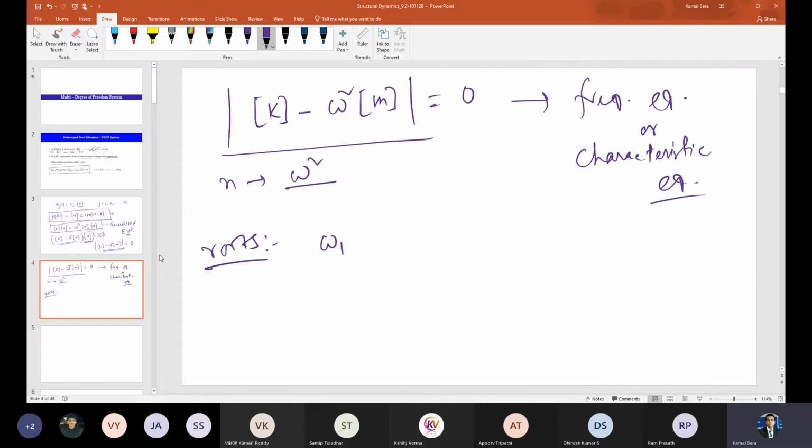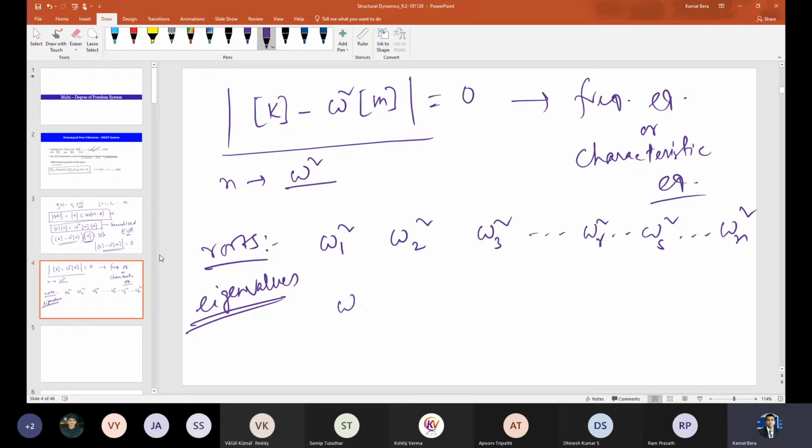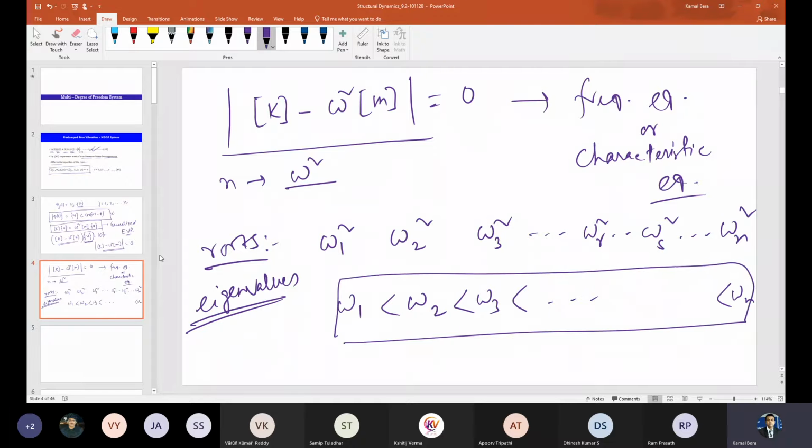The roots I will get are omega 1 square, omega 2 square, omega 3 square, up to omega r square, up to some omega s square, up to omega n square, n number of eigenvalues. These are called eigenvalues or characteristic values. Then I can take the square root and arrange them in this manner. These are called the system natural frequencies, and the first mode, which is the lowest frequency, is called the fundamental frequency.